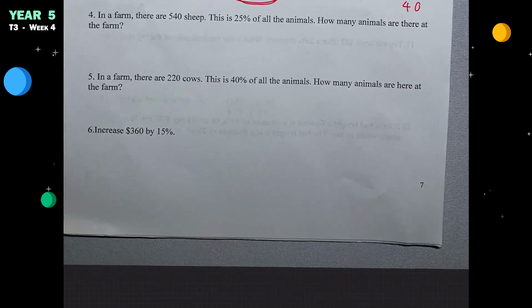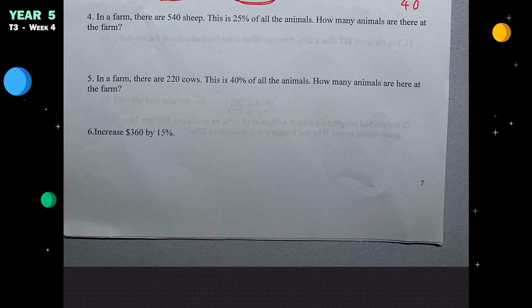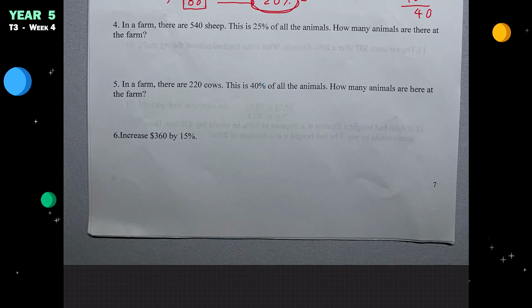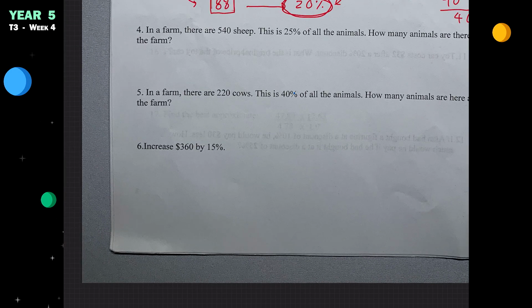Alright, next one, question 4. In a farm there are 540 sheep. This is 25% of all the animals. How many animals are there at the farm? Okay, 25%, for those who don't know, we want to change it to a fraction first. Or actually, let's just do the other way. Let's just do this way, because we've been doing this way for a while. Okay, let's do this way.